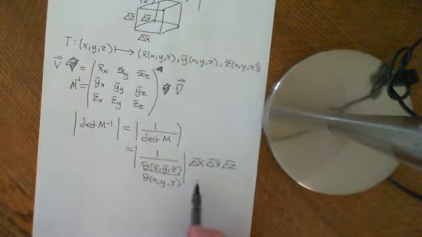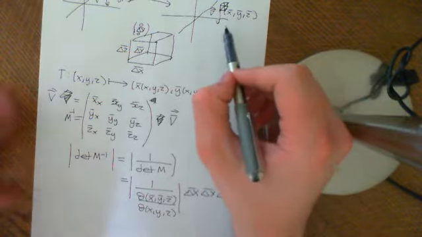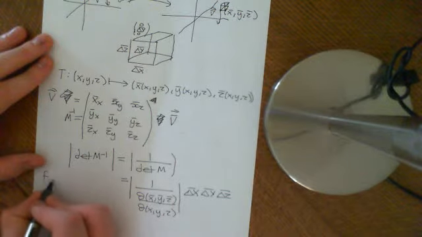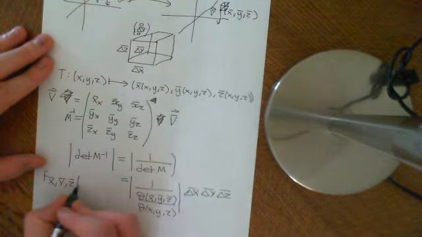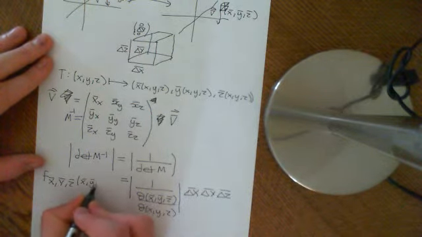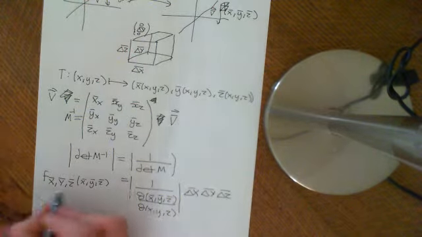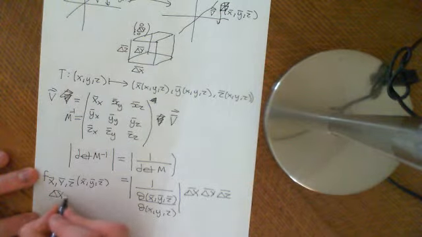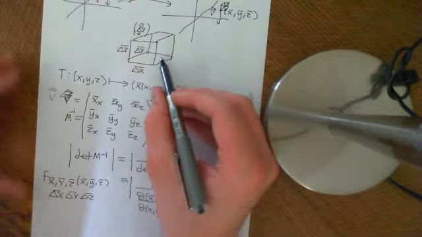Okay, so if we now want the probability that you're within this little box at this point x bar, y bar, z bar, we've said that the probability density function of this joint random variable x bar, y bar, z bar, evaluated at little x bar, little y bar, little z bar, times the volume of this box, delta x bar, delta y bar, delta z bar, should be the probability that you're within that box.